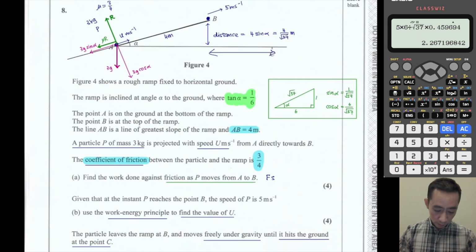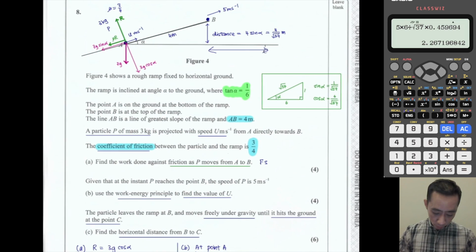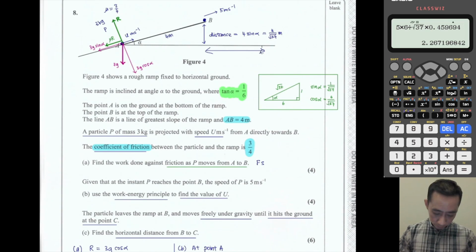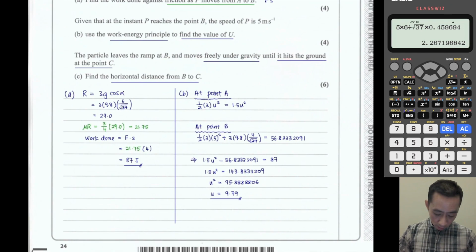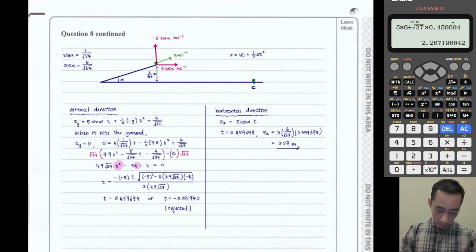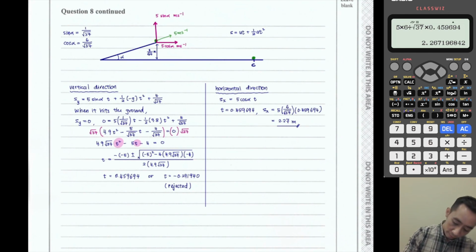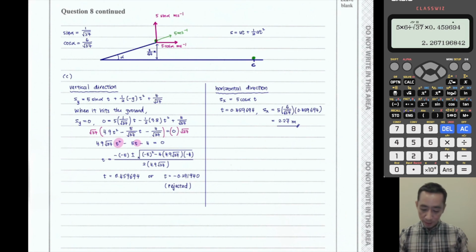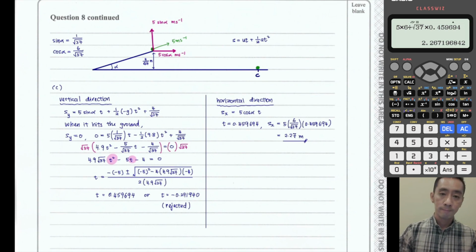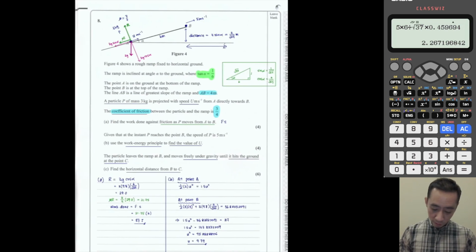I'll let you see the questions one more time. This is the whole question. For part A, we are asked to find the R. R is 29, and we want to find the work done, so 87 joule. Then part B, the U is 9.79. And for part C, I forgot to mark, the horizontal distance of B and C is 2.27 meter. So this is the last question.